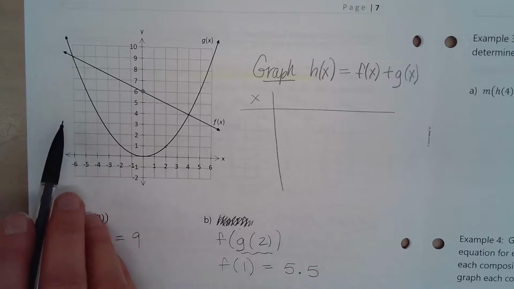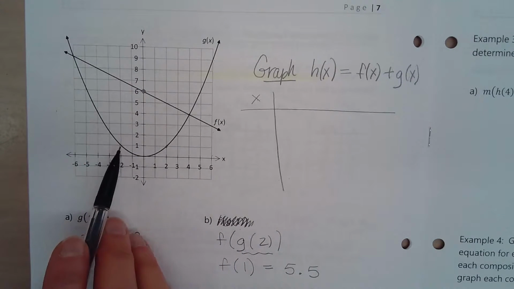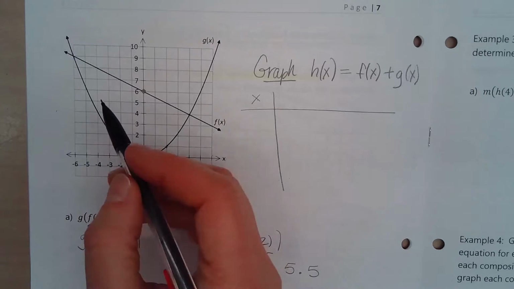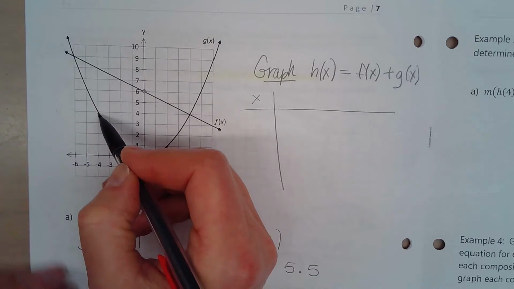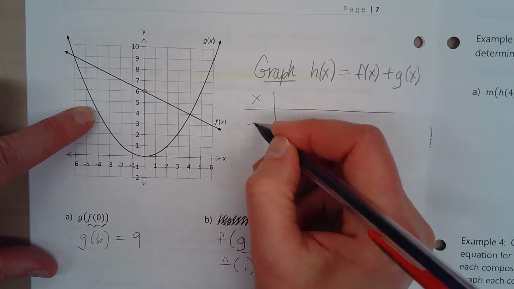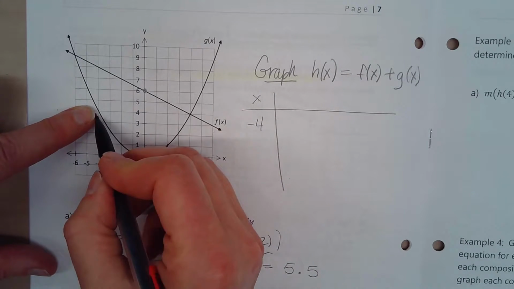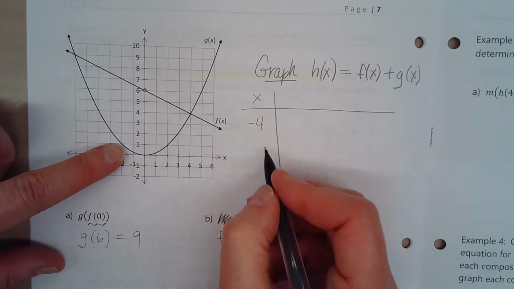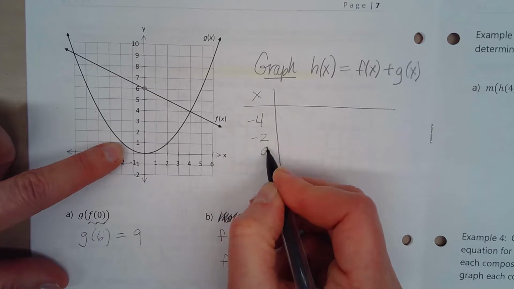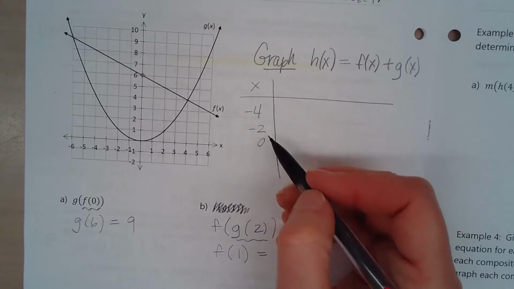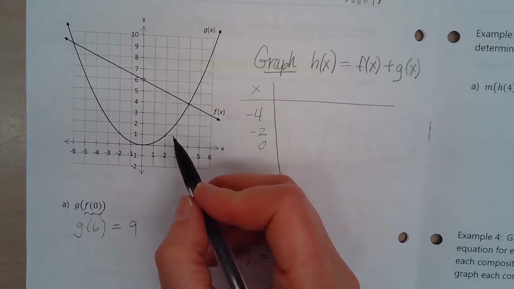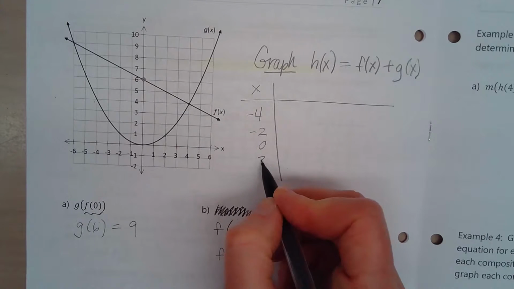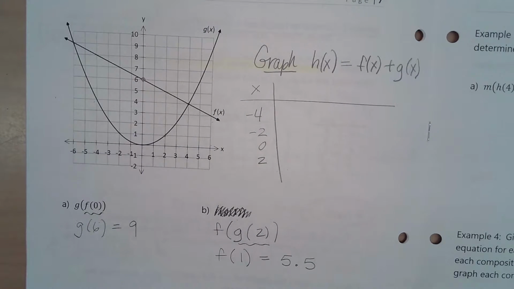Let's pick a couple on the negative side. How about, and easy ones to work with, I think, negative 4? Negative 2, 0. A couple of negatives, 0, and a couple of positives. 2 is nice. Give me another nice one. 4. Okay.